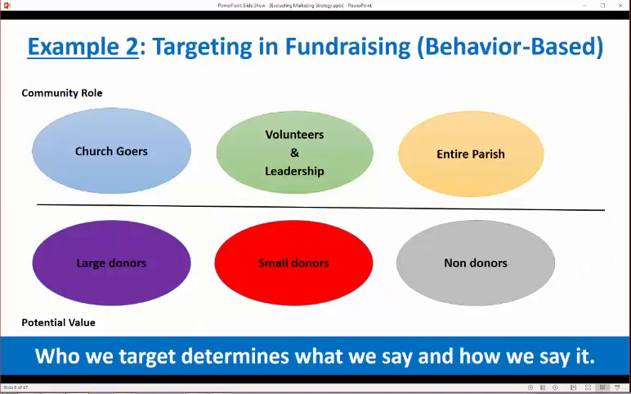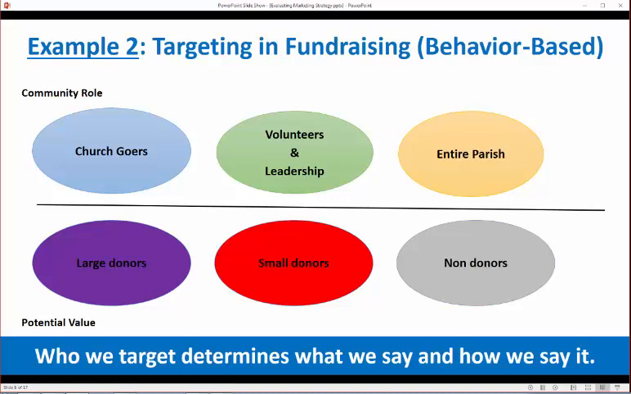For instance, a second example, let's say that we were going to be targeting a group of people for fundraising. And I look at a community and I say, well, we're going to target these segments. We're going to have a segment who are churchgoers that attend our church regularly. We're going to have another segment who are the volunteers and the leadership. And then we're going to think about the entire parish, the entire church. They may be people who registered at one time. They may be guests. They may not be going to church, but we know we have their email from a Facebook campaign we did or something.